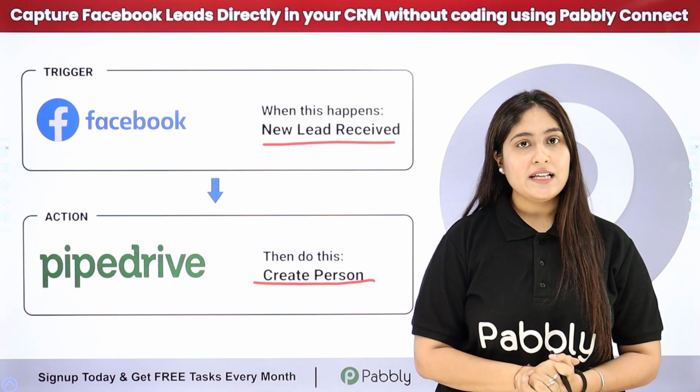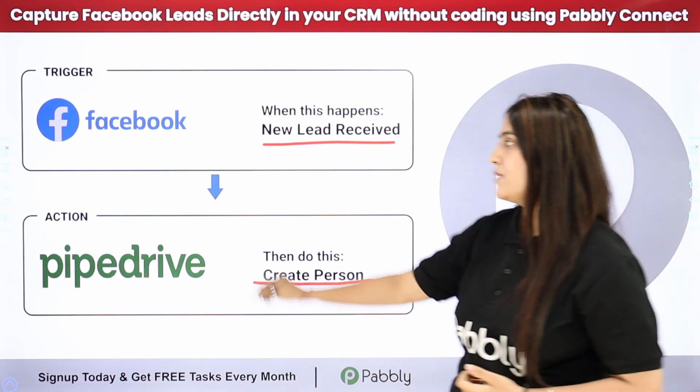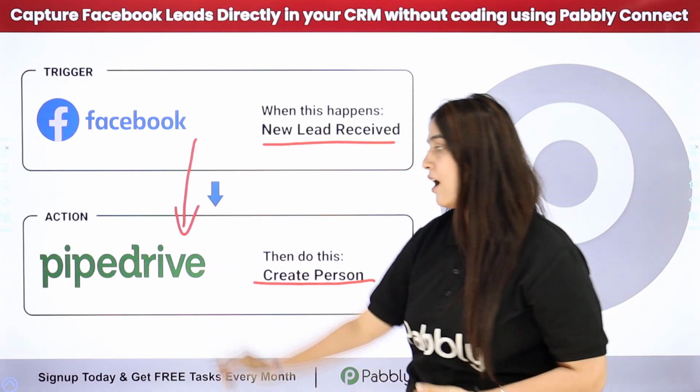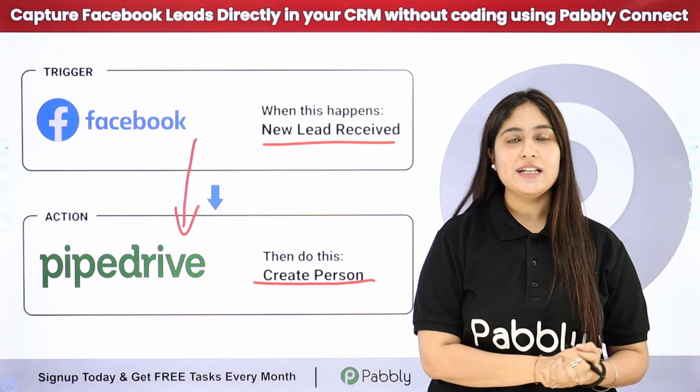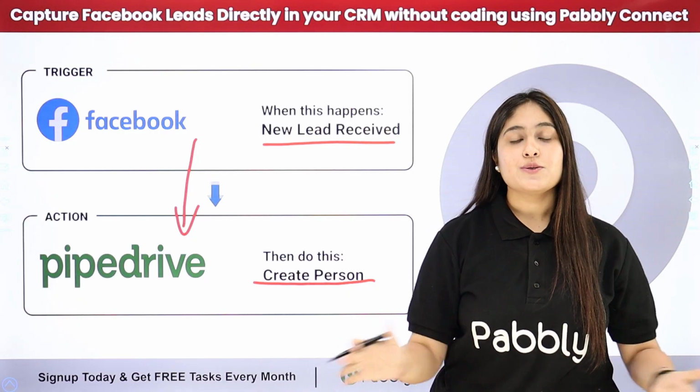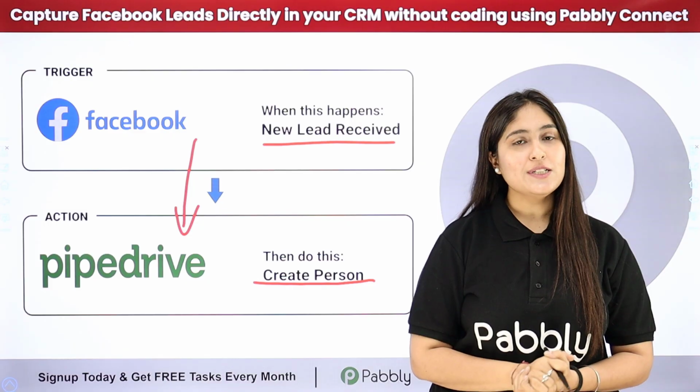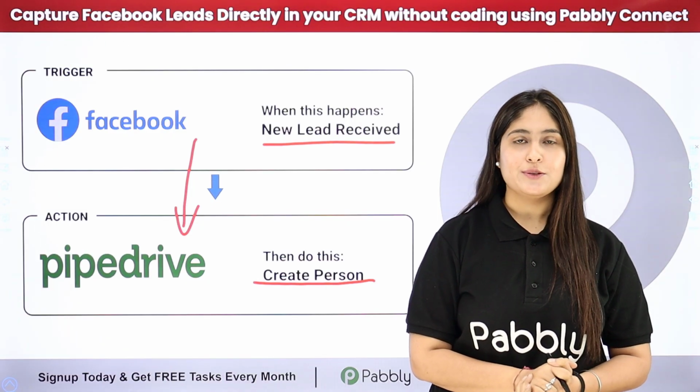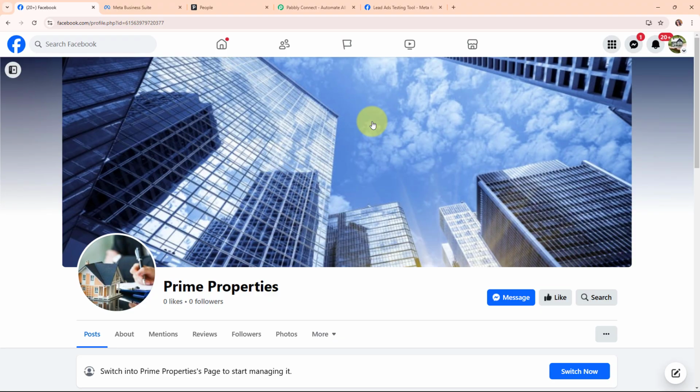So to automate the entire process, I need to connect my Facebook lead ad with my Pipedrive account using an automation software named Pabbly Connect. To see the working of this automation and to learn this process step by step, let me take you to my screen. Welcome to my screen.